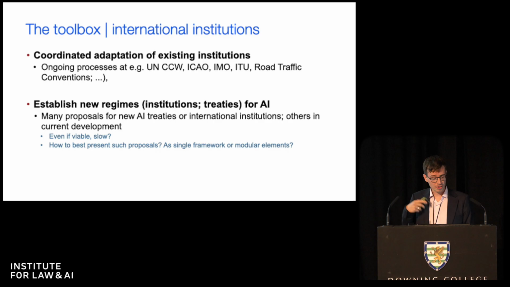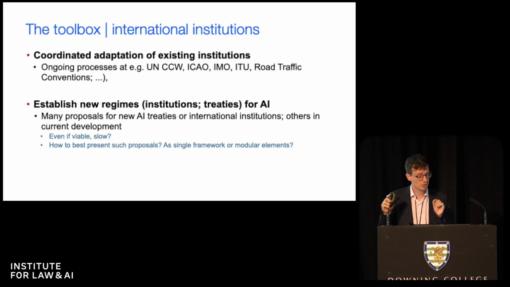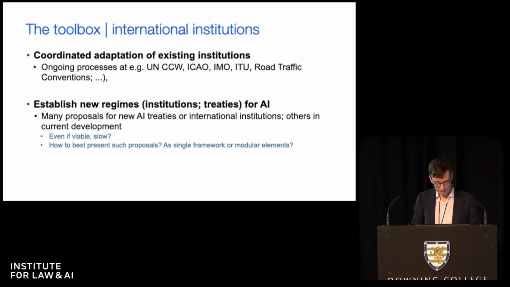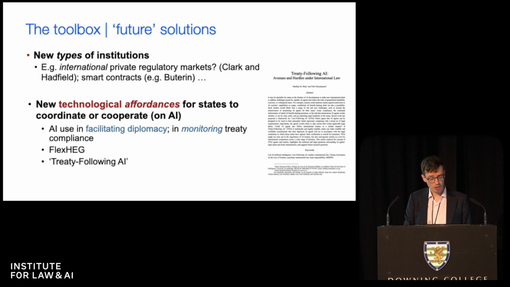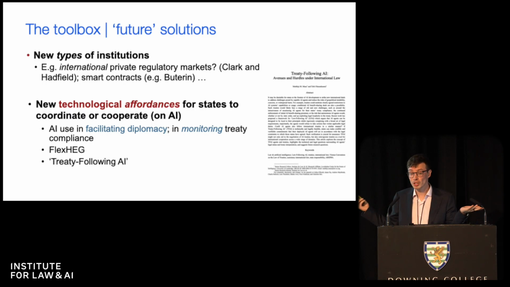And finally, there's a lot of discussion of international institutions. I'll go through this a little quickly. I think this is tricky because while there's a whole bunch of proposals, it's unclear how viable they are currently, and it's often a quite slow solution. It's also not clear if you should present them as singular, comprehensive frameworks or more as modular elements. Then there's a whole set of future solutions. You can think about new types of institutions, which has been very popular in the US at the domestic level.